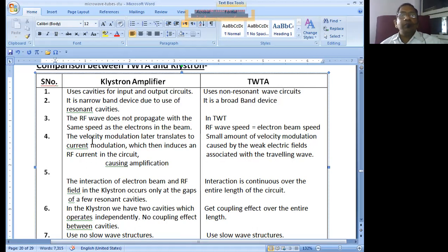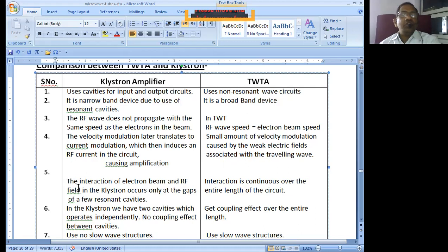In the klystron amplifier, velocity modulation takes place. Velocity modulation is converted into current modulation, which induces an RF current in the circuit, causing the amplification. After current modulation, we pick up that current through the output coupling device to get the output RF signal. In the TWT, a small amount of velocity modulation caused by the weak electric fields associated with the traveling wave also takes place, and it later translates to current modulation to get the amplification.